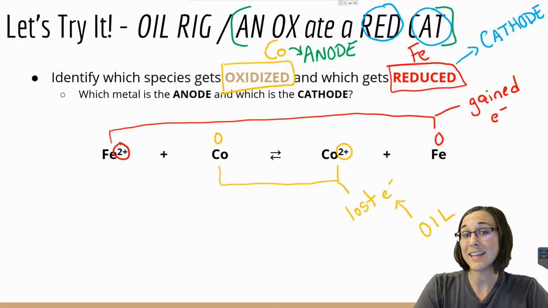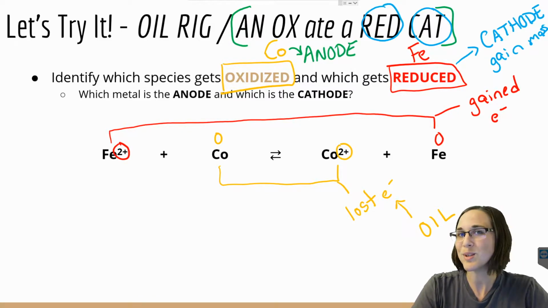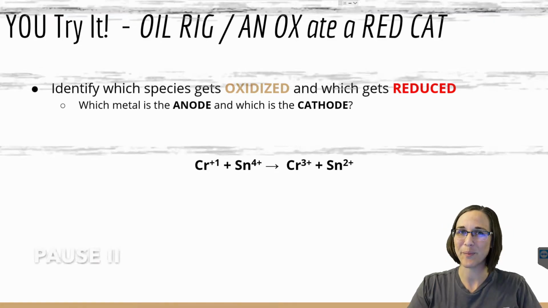This also means that the electrons will flow from the anode to the cathode, so from cobalt to iron, meaning that iron will gain mass as the reaction proceeds. And cobalt, of course, will lose mass, respectively. Now that you've seen me try it, go ahead and pause the video here and make sure that you can also identify which species gets oxidized, which one gets reduced, and which one is the anode, and which one is the cathode. Ready? Go.